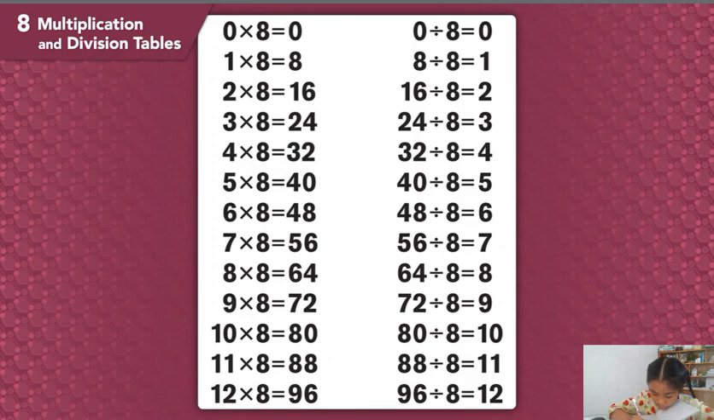Together, begin. 0 divided by 8 equals 0. 8 divided by 8 equals 1. 16 divided by 8 equals 2. 24 divided by 8 equals 3. 32 divided by 8 equals 4. 40 divided by 8 equals 5. 48 divided by 8 equals 6.